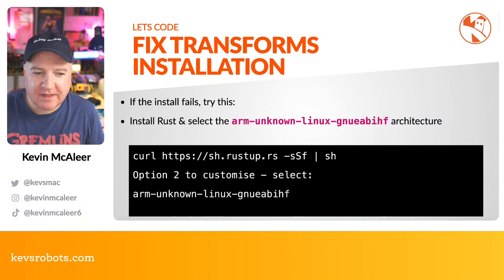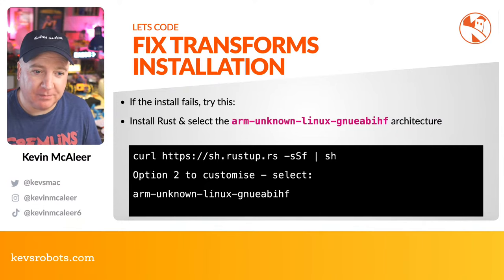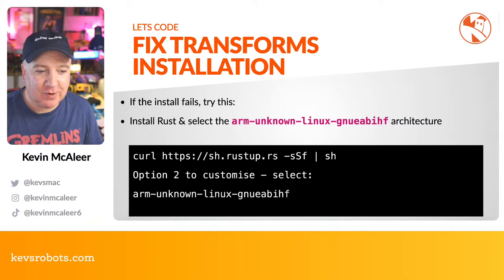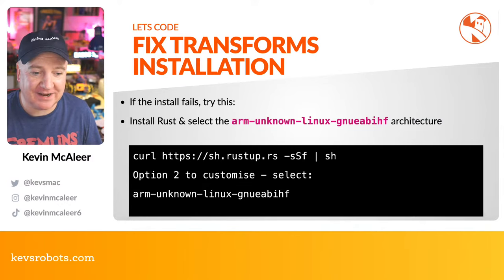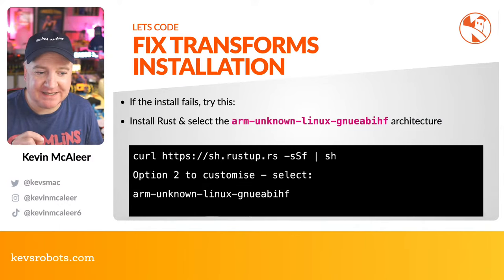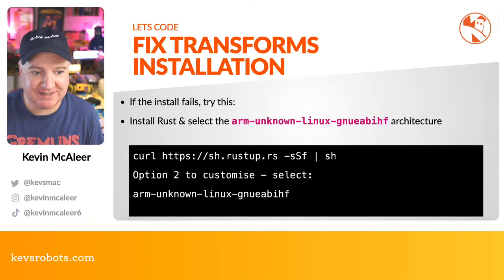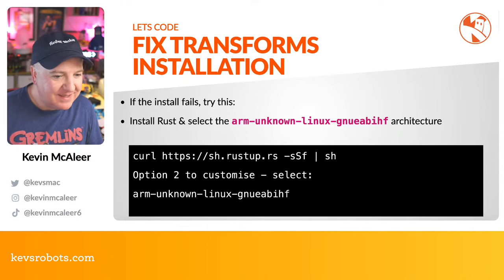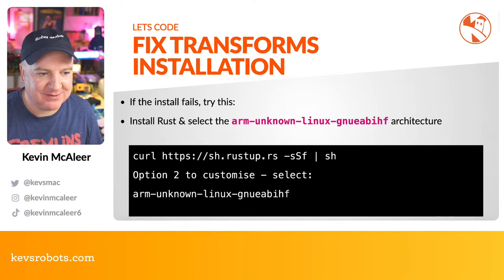And then there's another thing that we needed to do, which is that this transformers package picks the wrong platform, the wrong architecture. So we actually have to install Rust to fix this. And to get Rust to recognize the correct architecture, you have to pass it an option. You have to tell it that it's arm-unknown-linux-gnueabihf, whatever that means. So these are the things I found to make this work.